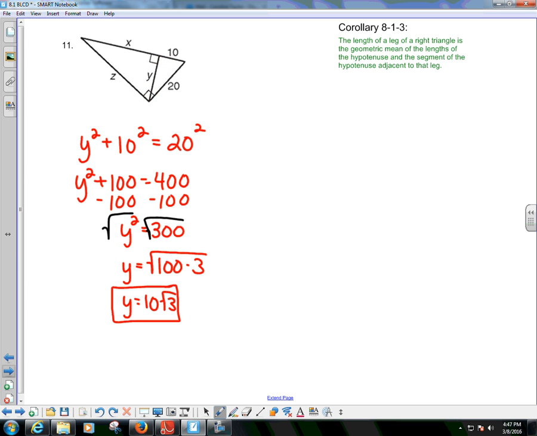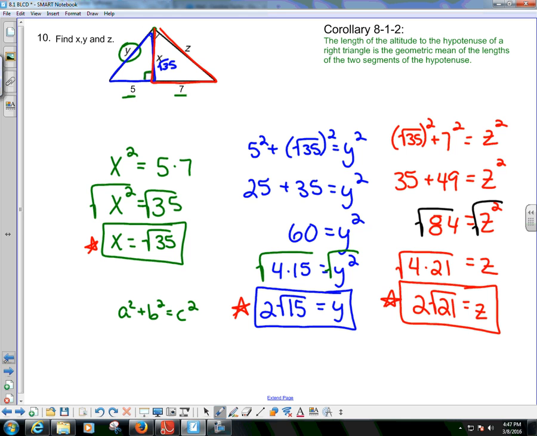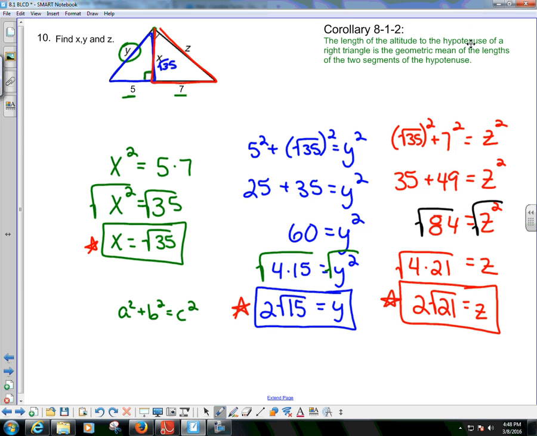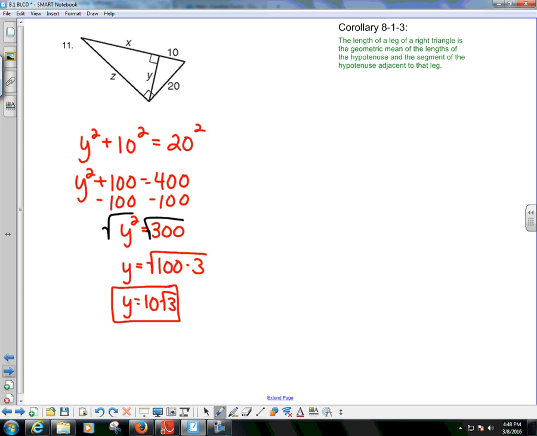All right. At this point, I really need to go back to my corollaries and use that to get me what I need to know. And I put 8.1.3 in here, but I think that this right here is going to be more helpful. So I'm going to copy this and bring it over here.